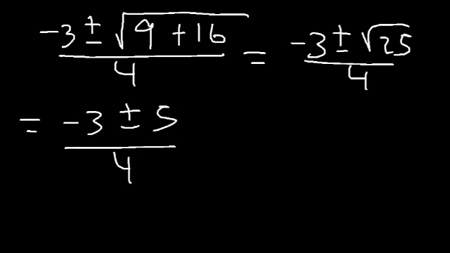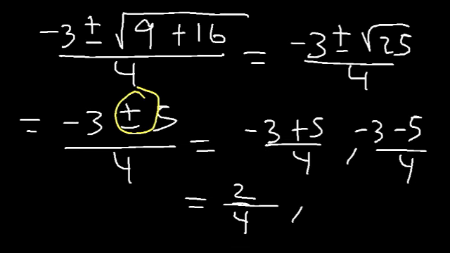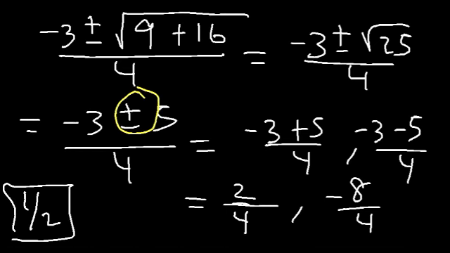So right now we could separate this into two equations: negative 3 plus 5 divided by 4, and negative 3 minus 5 over 4, because we have a plus and minus. Negative 3 plus 5 is 2, so it's 2 over 4, and negative 3 minus 5 is negative 8. 2 over 4 is the same as 1/2, which is the first answer that we have. Negative 8 over 4 is negative 2. That's the second answer. So if you're having difficulty solving it, you can always use the quadratic formula to get the answer.